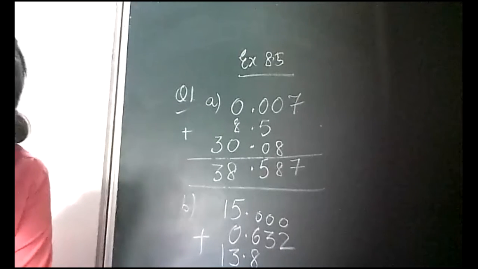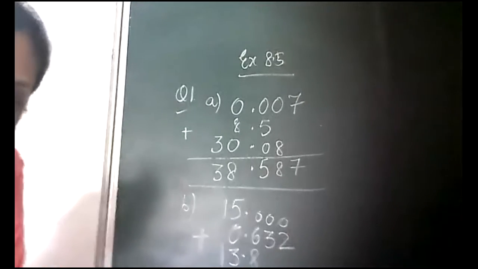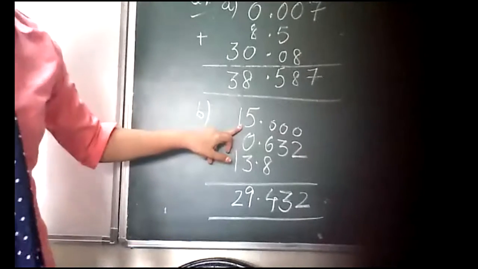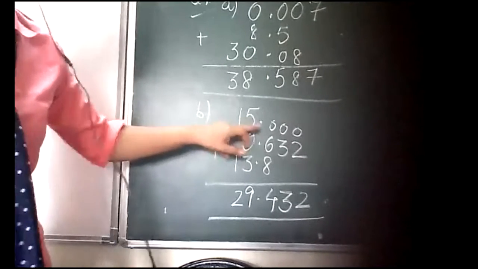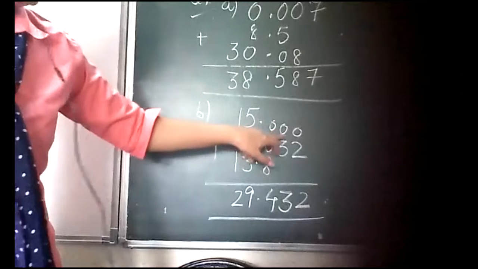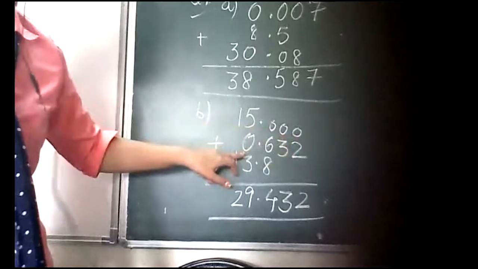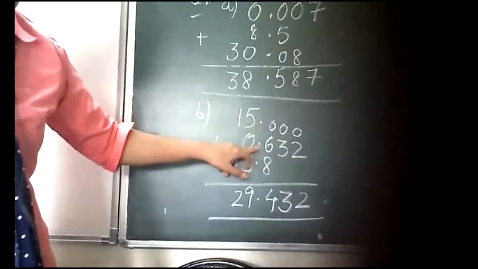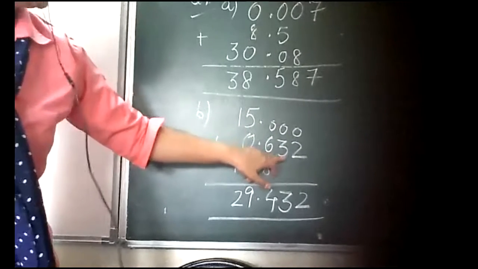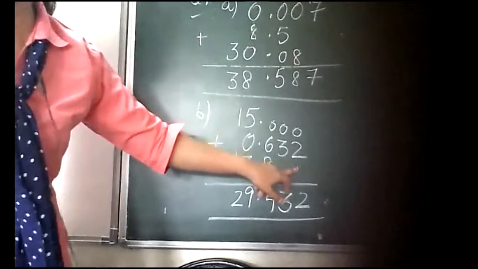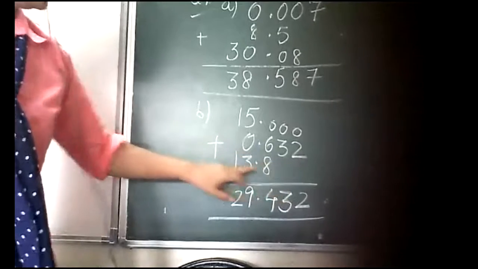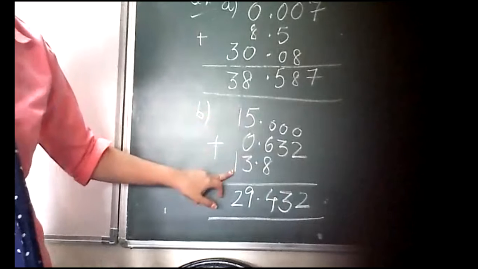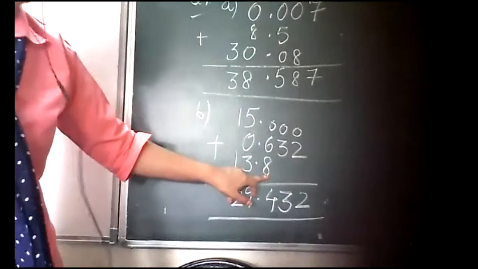Let's do the B part. In B part, it's given 15 only. So we'll write 15 here. Then we'll put the decimal and we can add zeros in front of that. Next digit is 0.6332. So decimal will remain as it is. And 6 will be at 10th place, 3 will be at 100th place, and 2 will be at 1000th place. Clear? Next is 13.8. So 3 will be at 1's place and 1 will be at 10th place. And 8 we will be writing at 10th place.